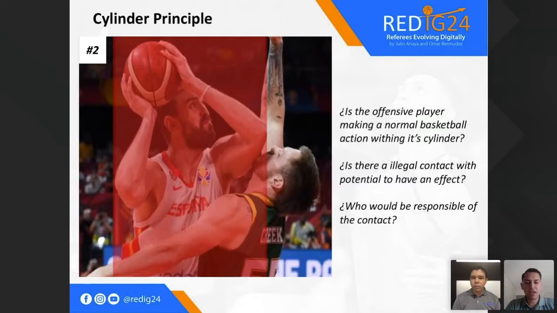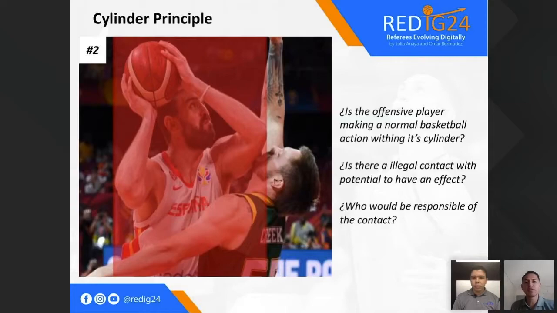Sometimes this type of action confuses the judgment of people, because it looks weird on the court. It doesn't look good. But the truth is that the offensive player is just moving in his space, in the cylinder that he has by rights. So is there an illegal contact with the potential to have an effect? We have a contact, but this contact is not illegal by the offensive player. It could be a defensive foul, and sometimes the player complains about this, but this is the truth.